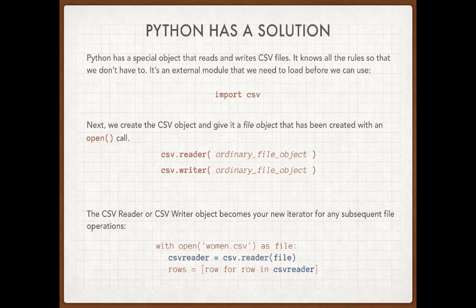And you can see that here down at the bottom. So this is my standard with block, and I'm going to open this file called women.csv, and I'm going to alias that as file. Now, again, that's just a random word. I could alias it as banana, and that would be okay too. But what I do is I take that object and I hand it off to the CSV reader. And then I take that and put that into a new variable.